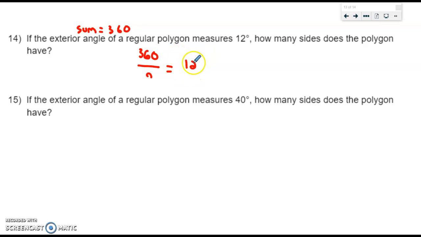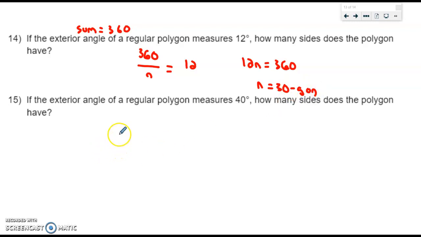So I've got to try to figure out, well, 360 divided by what gets me 12? So I got 12n equals 360. It looks like n is going to be 30. This is a 30-sided figure, or a 30-gon.